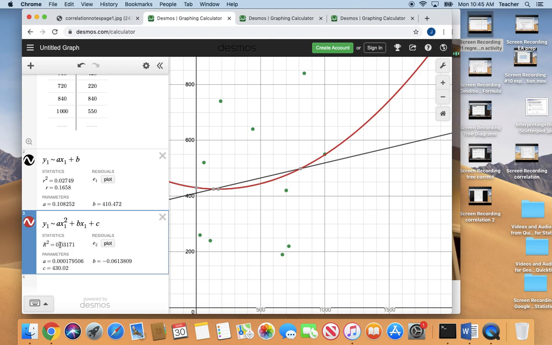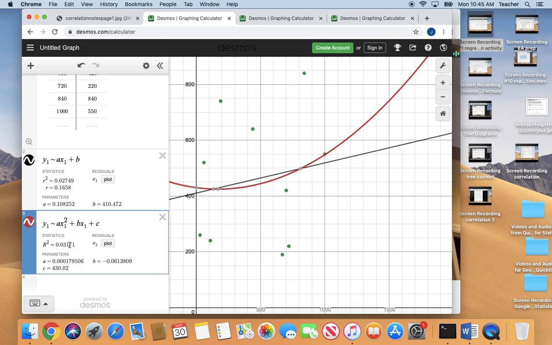It basically says the closer this value is to 1, because it's always going to be positive, the better this equation fits the data that you have. So your r squared does not tell you whether the correlation is positive or negative. It just tells you how well the line best fits the data. You'll notice for a quadratic or cubic, you only get an r squared.